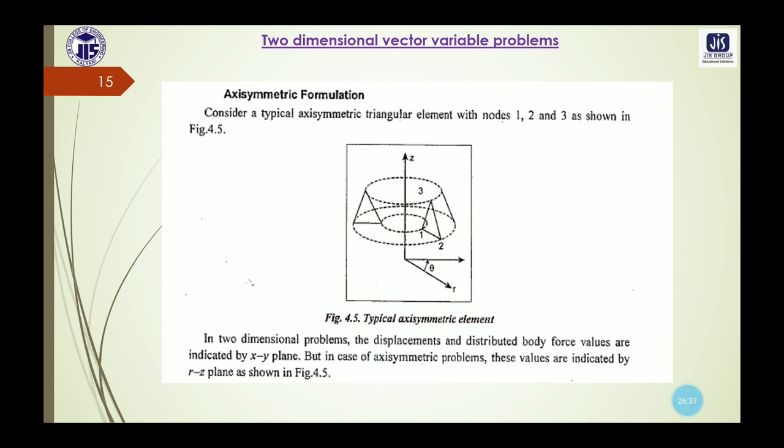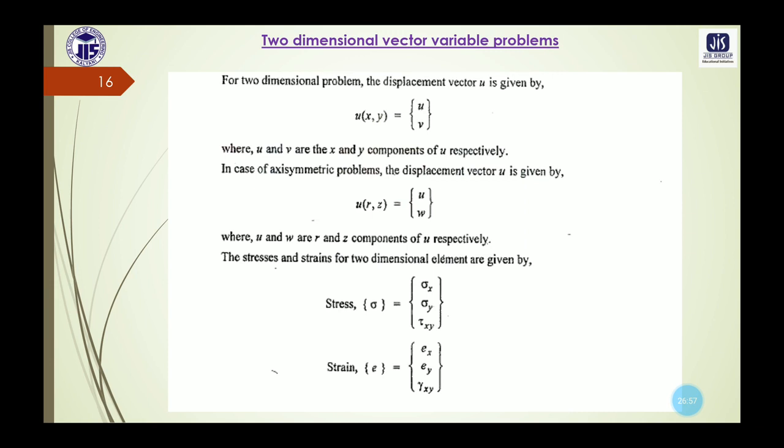Now, in two-dimensional problems, the displacements and distributed body force values are indicated in the xy plane. But in axisymmetric problems, these values are indicated in the rz plane, as shown in diagram 4.5. For a two-dimensional problem, the displacement vector u can be represented as u(x,y), a column matrix of u and v, where u and v are the x and y components of u respectively. In axisymmetric problems, the displacement vector u is given by u(r,z), a column matrix of u and w, where u and w are the r and z components of u respectively.